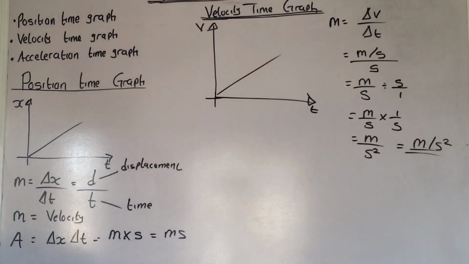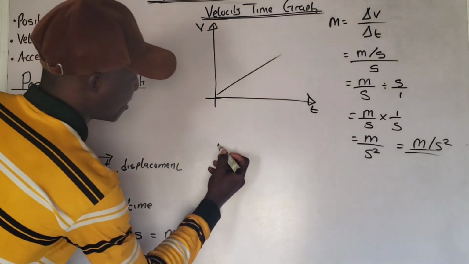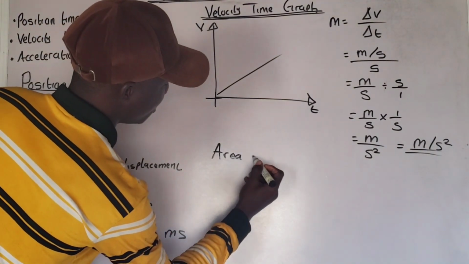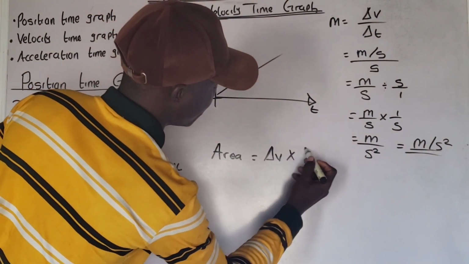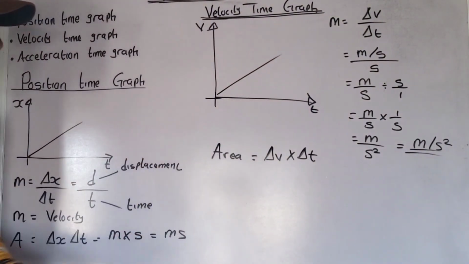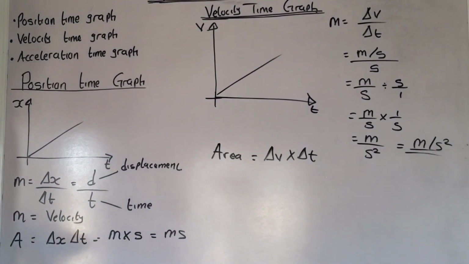Now, what does the area tell us? Area is associated with what? Multiplication, sorry. Area is associated with multiplication. So area is equal to change in v multiplied by delta t. You understand? Now, change in v is what?